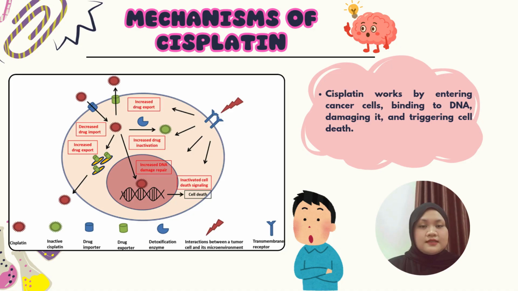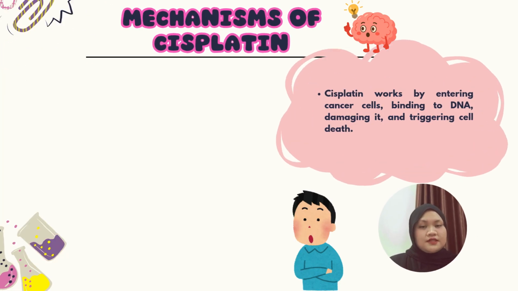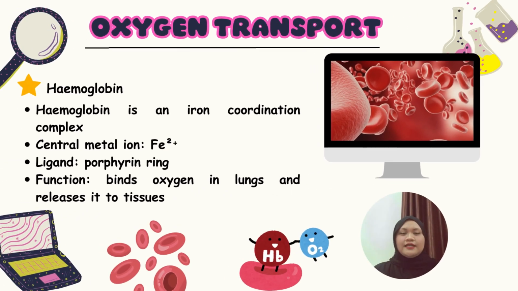However, some cancer cells can develop a resistance to cisplatin. This can happen when less cisplatin enters the cells or when the drug is pumped out of the cells. So in conclusion, cisplatin is effective because it damages the DNA and induces cell death, but drug resistance can reduce its effectiveness. So now, let's take a look at the second one.